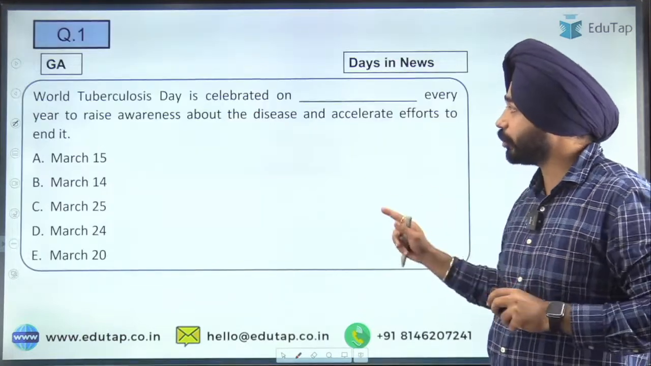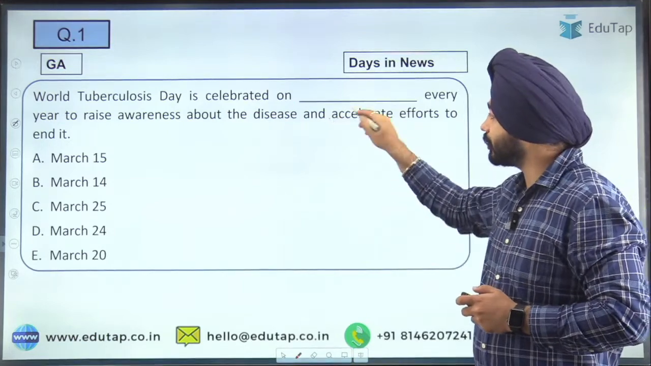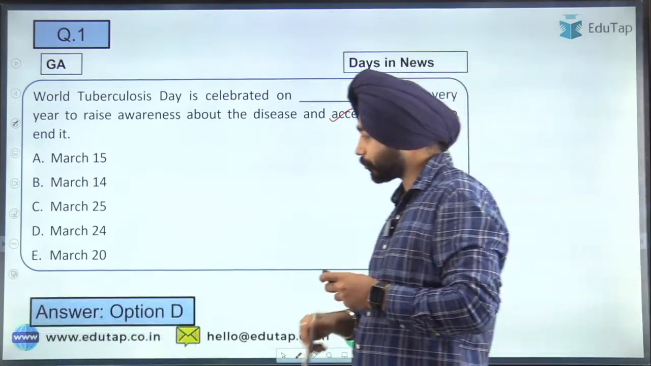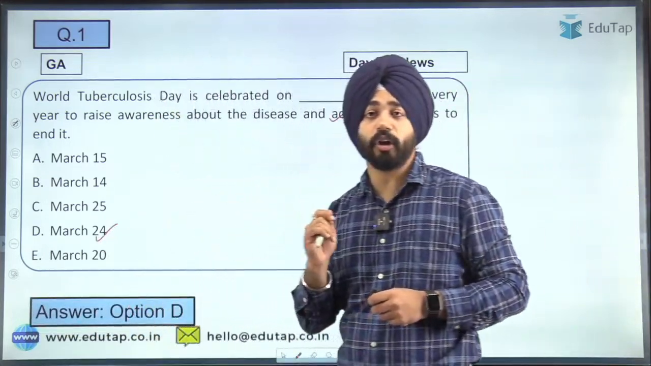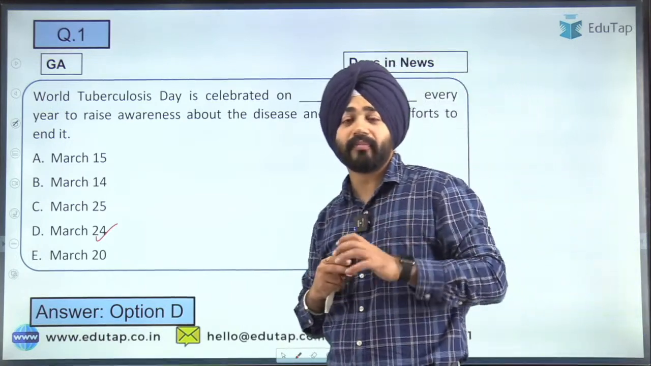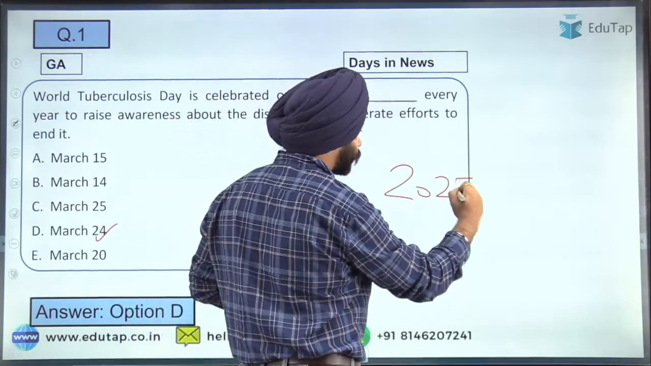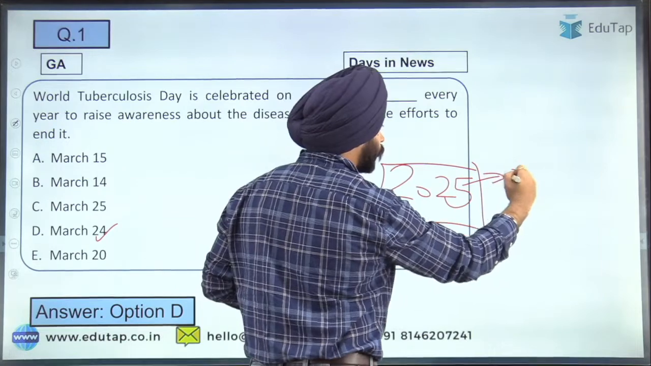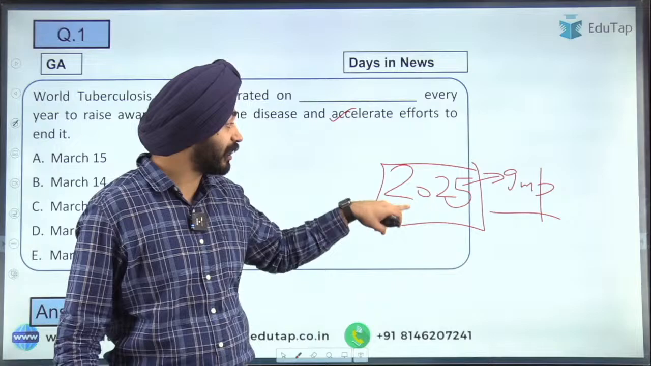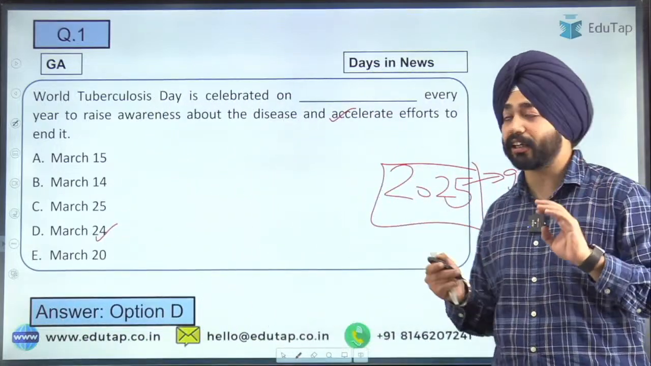Now let's discuss the first question here: World Tuberculosis Day is celebrated on which of the following days to raise awareness about the disease? So we know the answer here is option number D, 24th of March. Now, if I talk about the elimination target, the most important thing to remember is that the elimination target is 2025, the elimination target of the National Tuberculosis Elimination Program, the tuberculosis target of India.